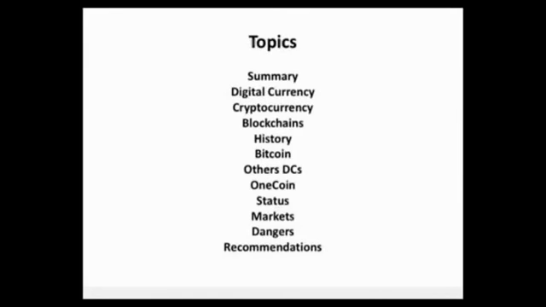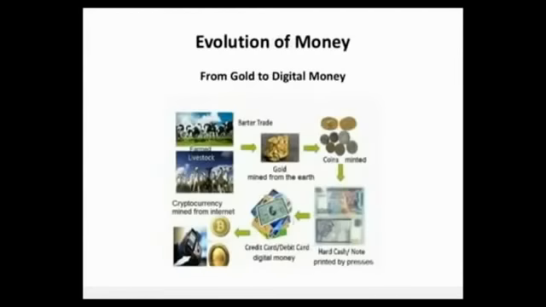Talk about digital currency, which is really the same thing as cryptocurrency. And they keep track of it all using something called blockchains, which is just a big database: who owns what? We'll talk about the history of Bitcoin, other digital currencies, and then focus on OneCoin, the status of everything, how the markets are doing, what the dangers involved are, and recommendations that I see that might be of interest.